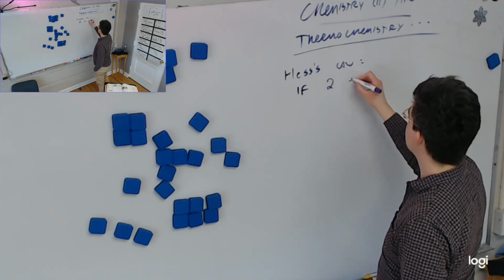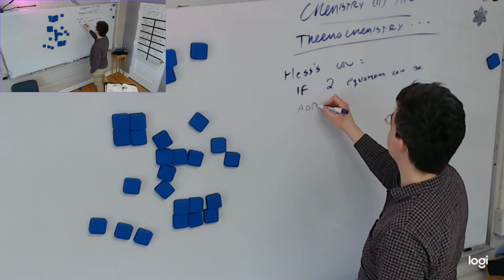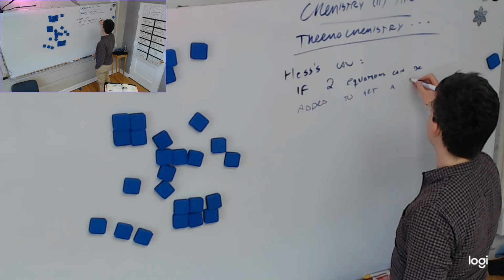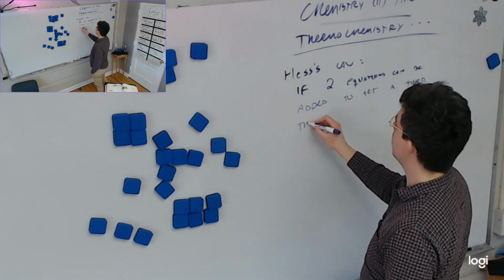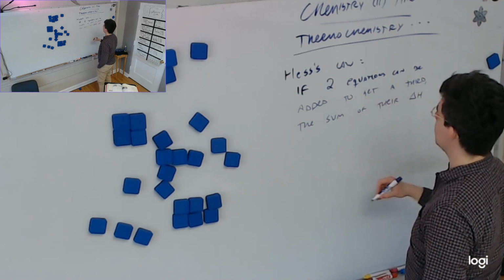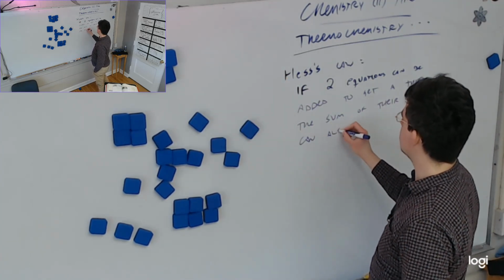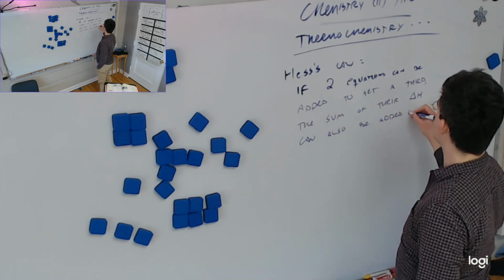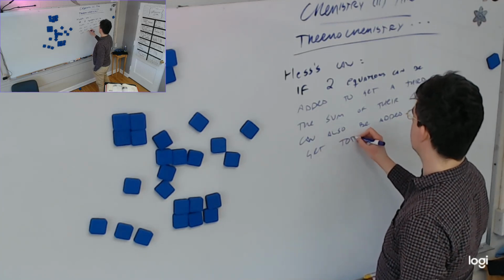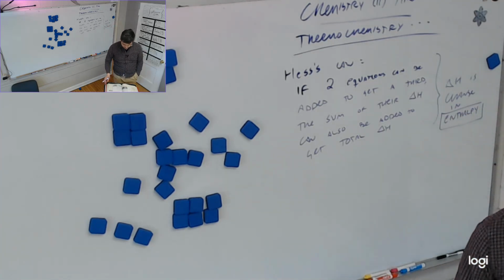2 or more equations can be added to get a third, the sum of their change in enthalpy, delta H, can also be added to get the total delta H, where delta H is change in enthalpy. We'll talk about enthalpy in a second. I want you to write that down first.